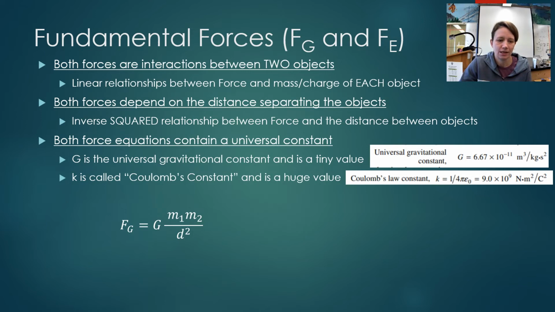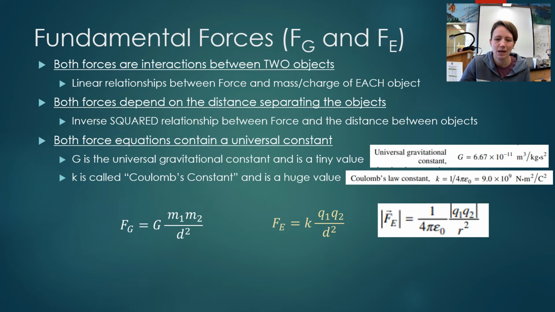You'll see that Fg is equal to a constant times the mass of object 1 times the mass of object 2 divided by the distance between them squared. And here's the equation for Fe, which looks very similar. Fe is equal to K, which is Coulomb's constant, times the charge of object 1 times the charge of object 2 divided by the d squared between them.